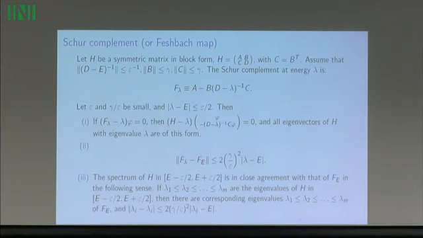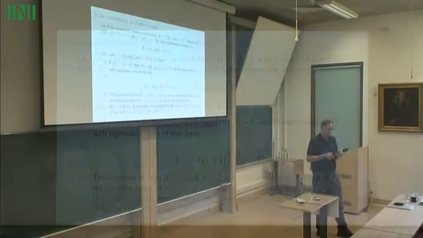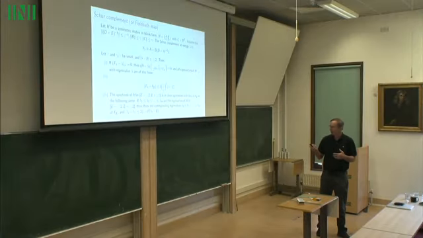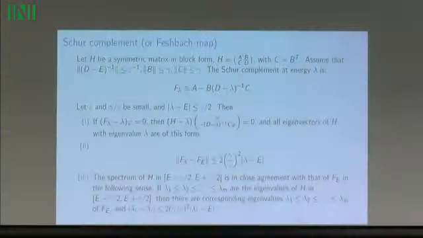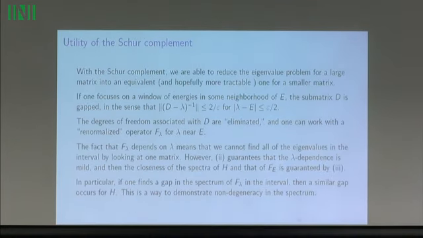Especially they get really close the closer you get to E. All right, so one thing that's useful if you're interested in knowing about gaps in the spectrum, which is a problem that I'm very interested in: if you find a gap in the spectrum for F_E, well, that will translate to a gap for H. Okay, so that's a Schur complement.